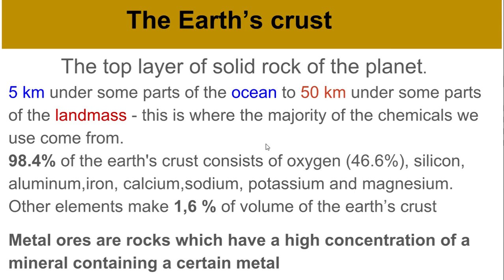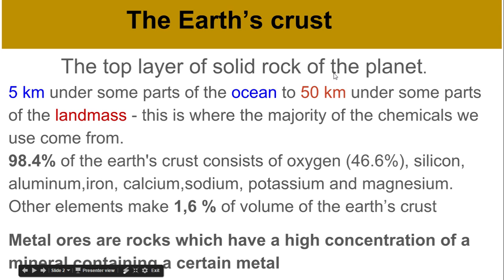The Earth's crust is the top layer of solid rock of the planet. It goes 5 kilometers under some parts of the ocean and 50 kilometers under some parts of the landmass. And this is where the majority of the chemicals we use come from. 98.4% in volume of the Earth's crust consists of oxygen, silicon, aluminum, iron, calcium, sodium, potassium, magnesium, 8 elements. And other elements make 1.6% of the volume of the Earth's crust.